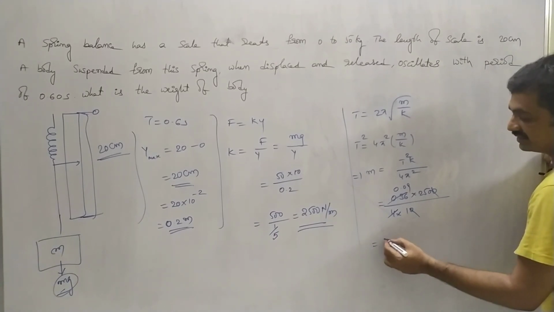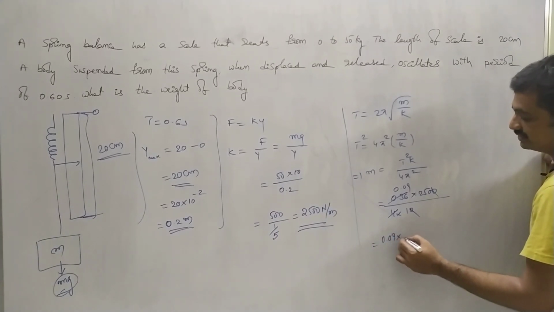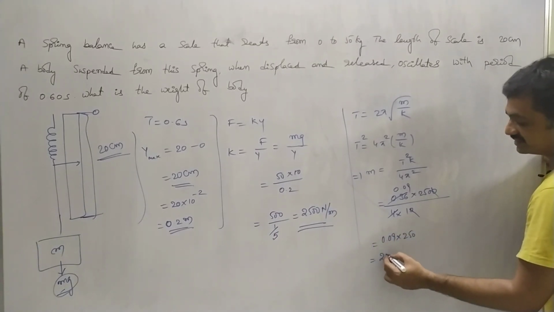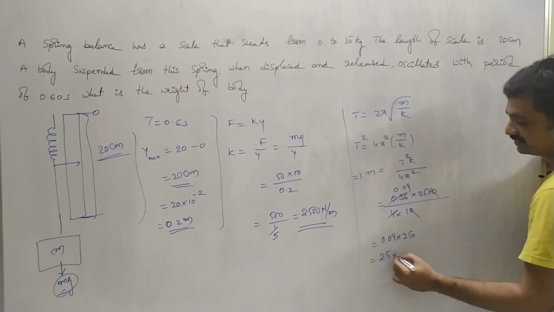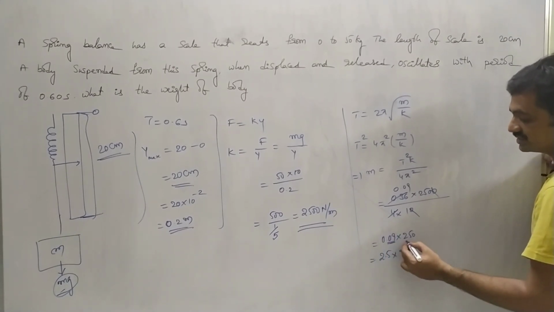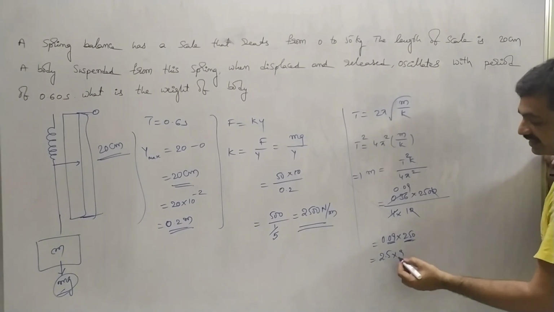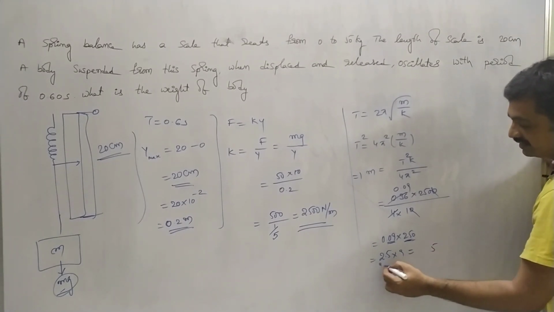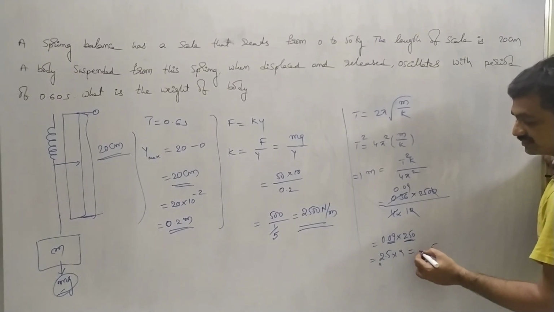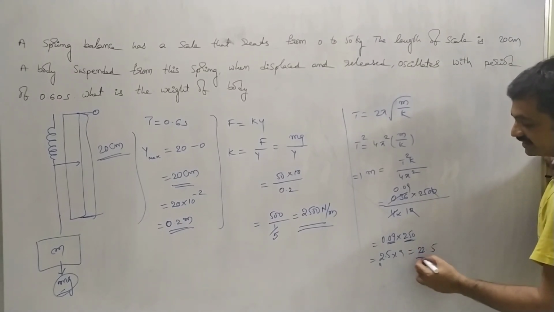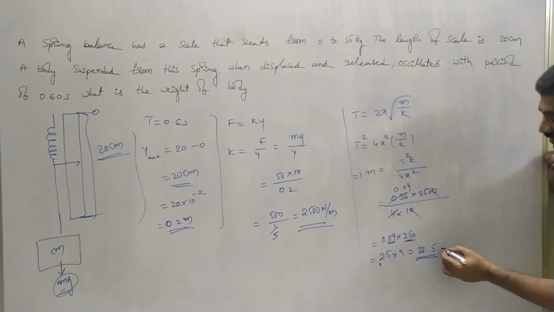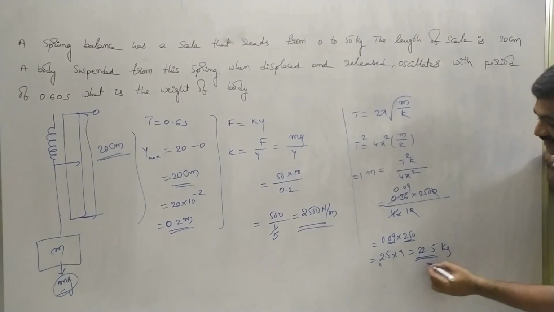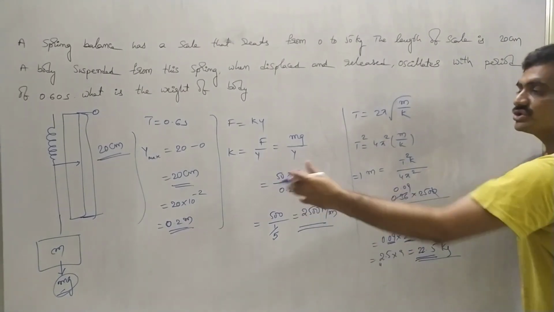We have 0.09 into 250. Based on that, we can represent it as 2.5 into 9. Moving these two zeros to the side, 5 9s are 45, 2 9s are 18, 18 plus 4 is 22. So we get 22.5 kgs. This is the mass attached to the spring balance.